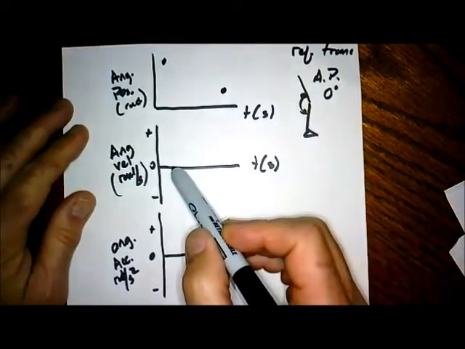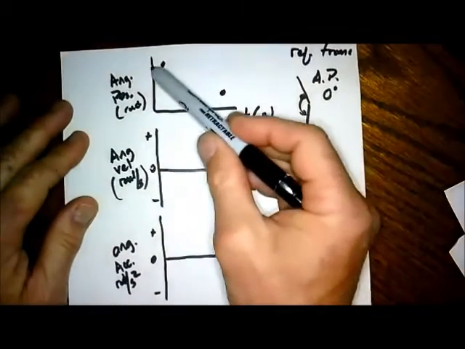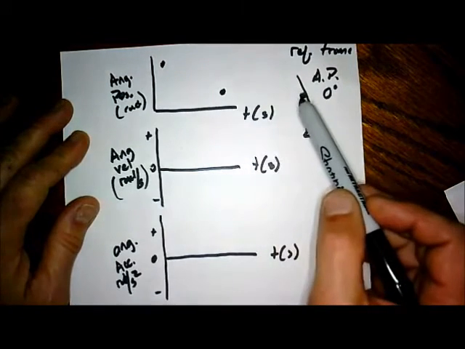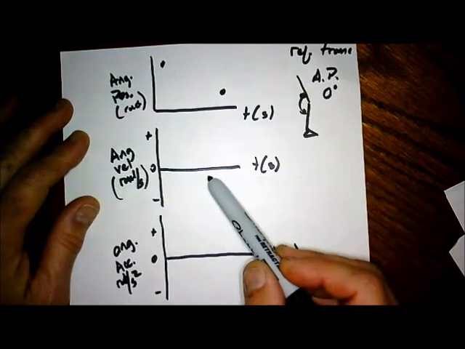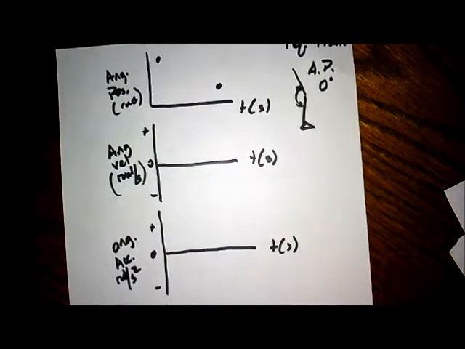So let's go down to angular velocity. Angular velocity is the rate of change of position, and if we look at the slope of the position versus time plot, that tells us everything we need to know about angular velocity. Now remember, we're in isokinetics. So what does that tell us about angular velocity? It tells us angular velocity is constant. So I'm going to draw a straight line.